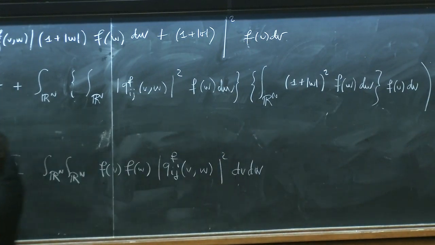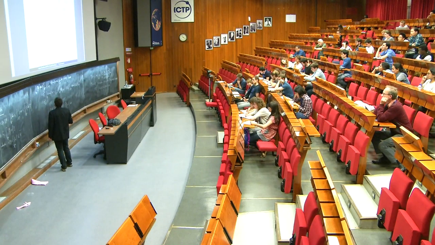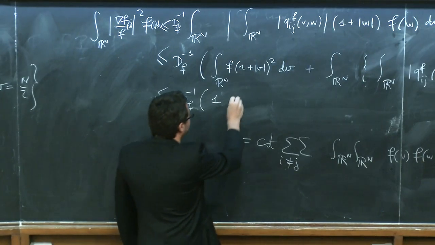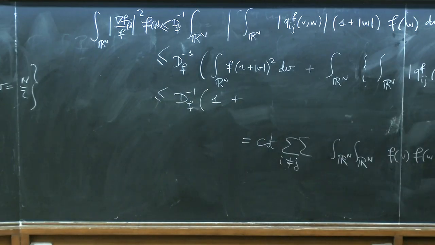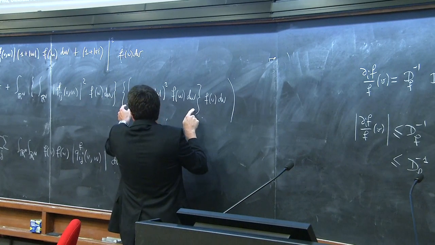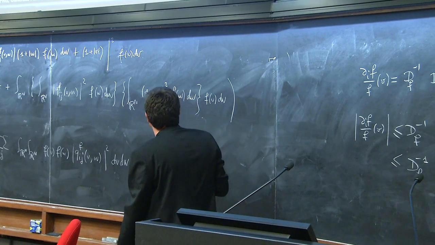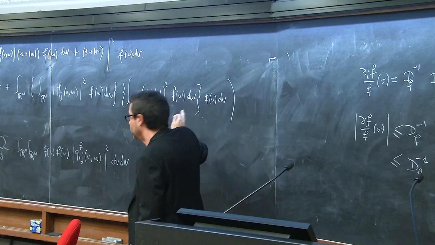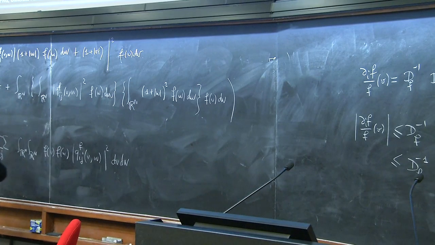Now, this one, this is just mass plus energy, so it's a constant. So let's say 1 if you put it in the df minus 1. And then here, you also have a constant which is basically the same at this level. So you can regroup the integral in v and w, and you end up exactly with this term here.